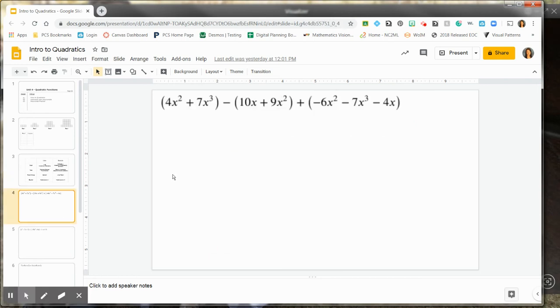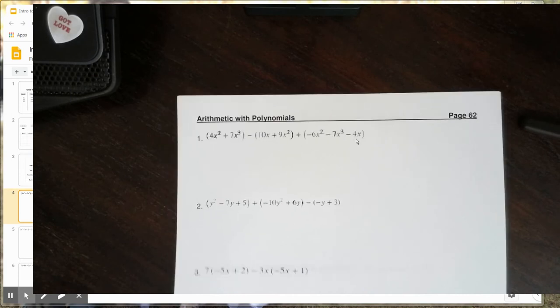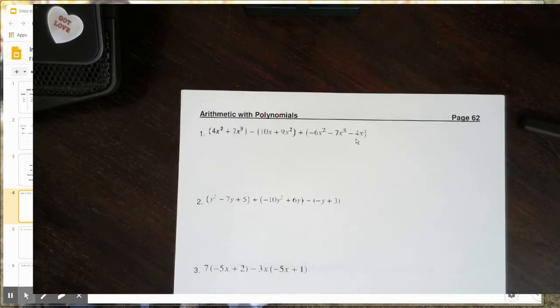So we're going to go ahead and move on to page 62, which is arithmetic with polynomials. I'm going to pull up my screen on my document camera so you can follow along.